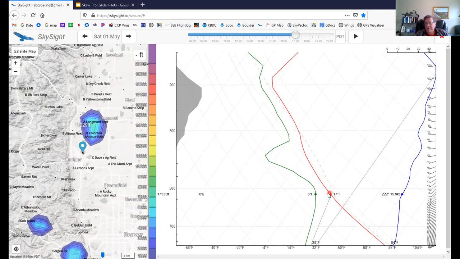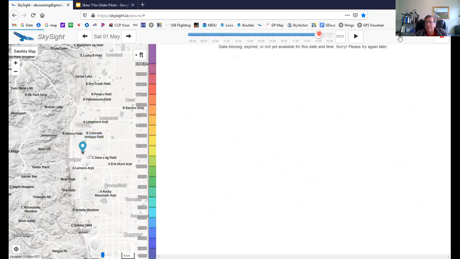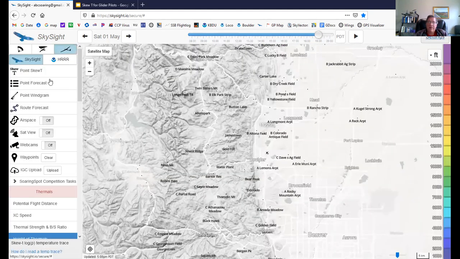Now things are starting, now that line, see where the dotted line, there's hardly any room between the dotted line and this, so things are getting shut down. And if we went to 7 o'clock, we all landed and put our gliders away. We're on the ground by then.